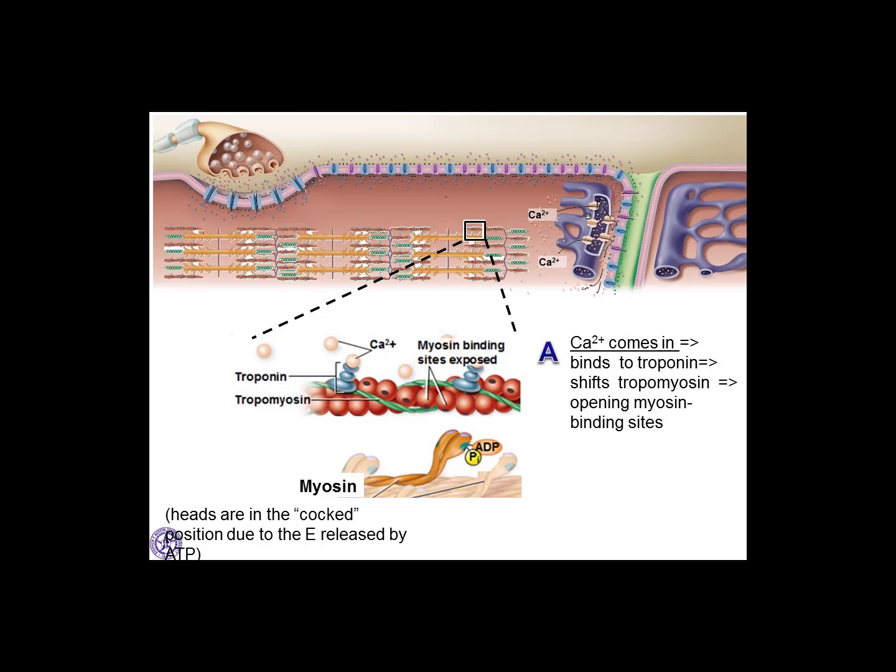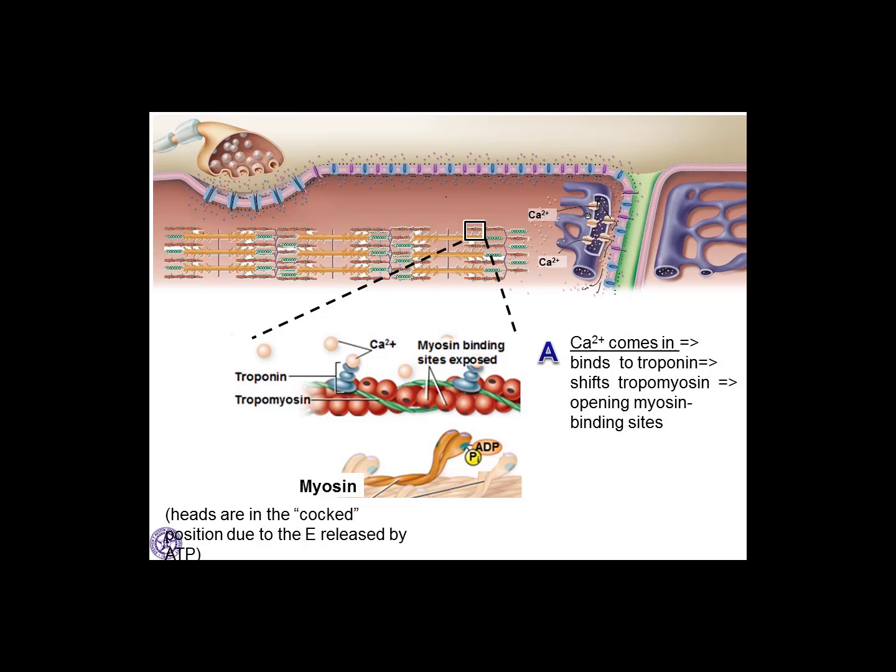Calcium comes in. And where do we store calcium when the muscles relax? What organelle? The SR, sarcoplasmic reticulum. And that's where we're going to be releasing the calcium from when the action potential comes down the T-tubule.